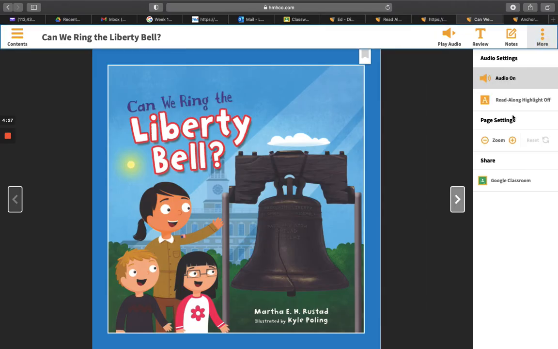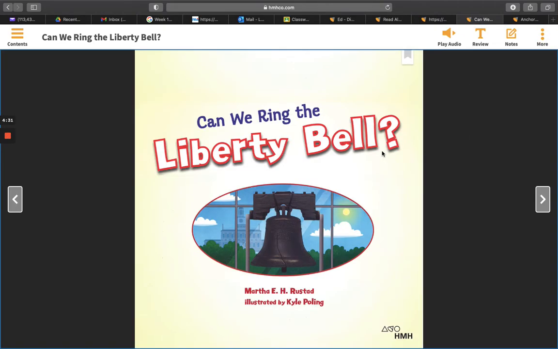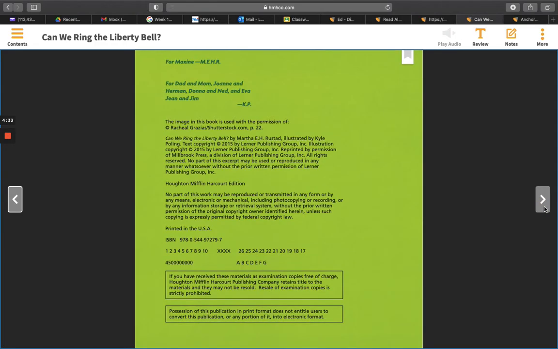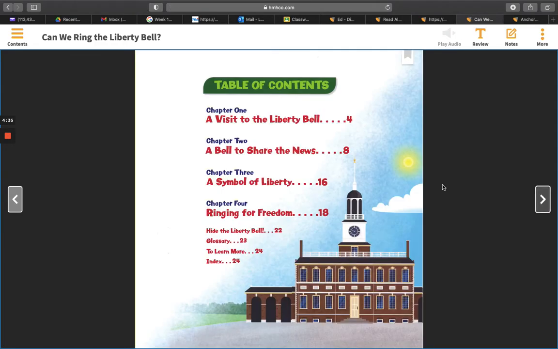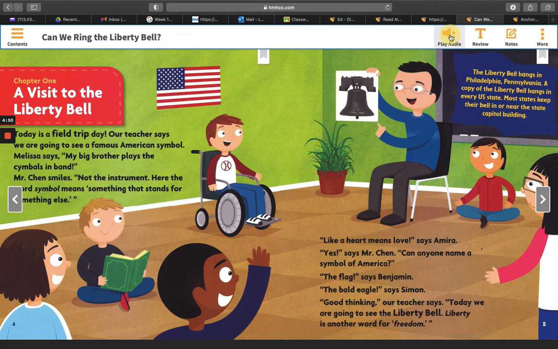I believe that turns it. Let's see. So here's our table of contents. This is a text feature, and we have chapter 1, chapter 2, chapter 3, and chapter 4. And it gives us the titles to these chapters and the page numbers that they're on. Chapter 1. A Visit to the Liberty Bell.